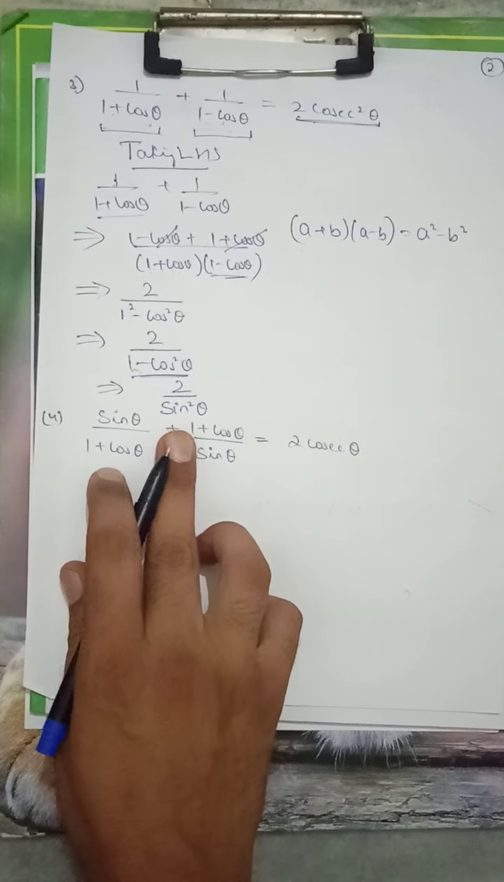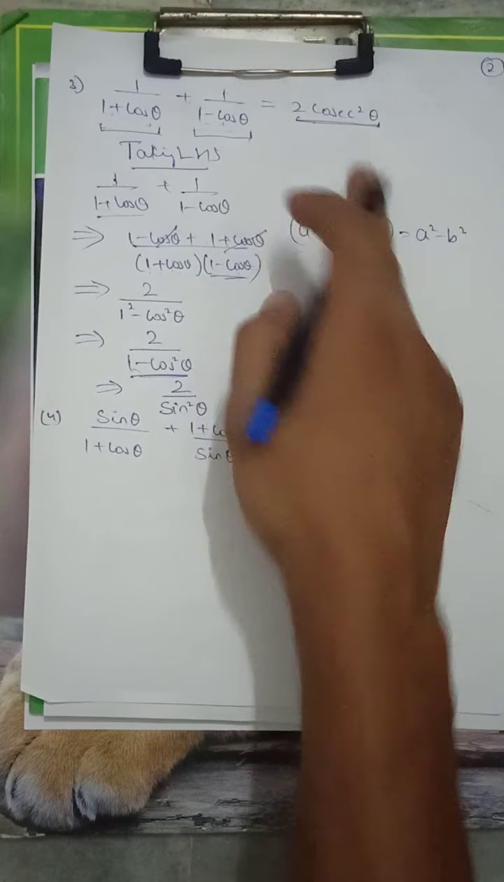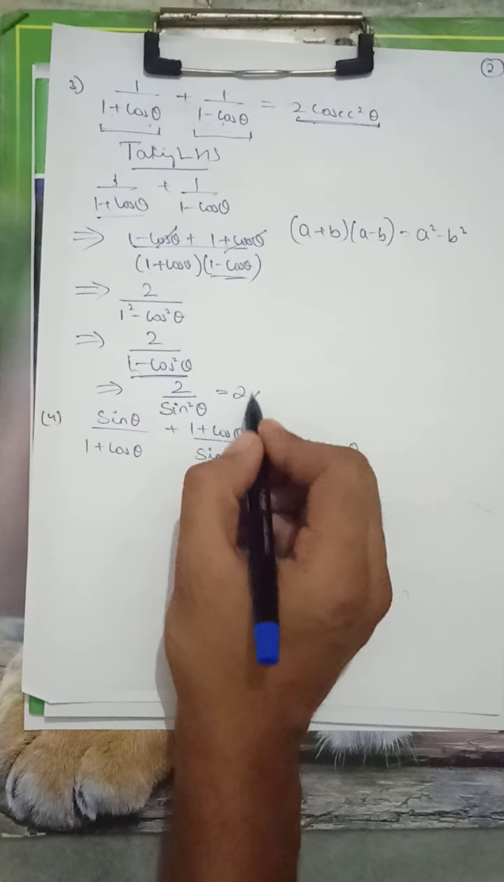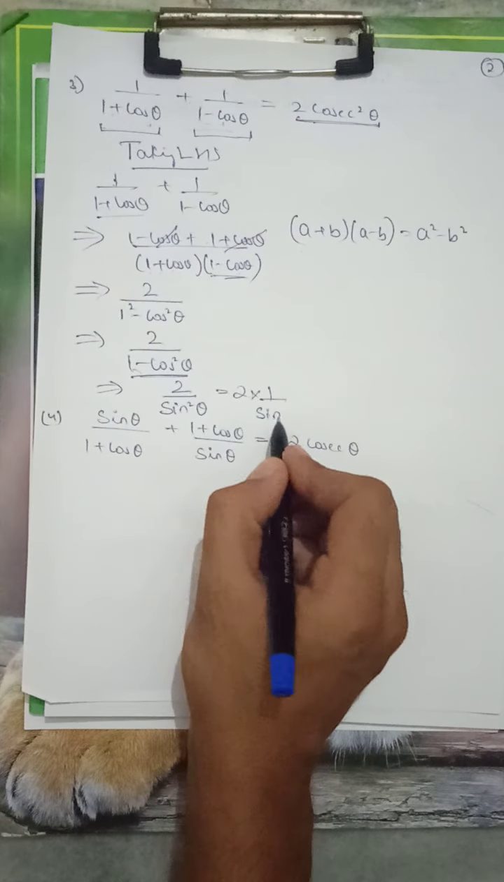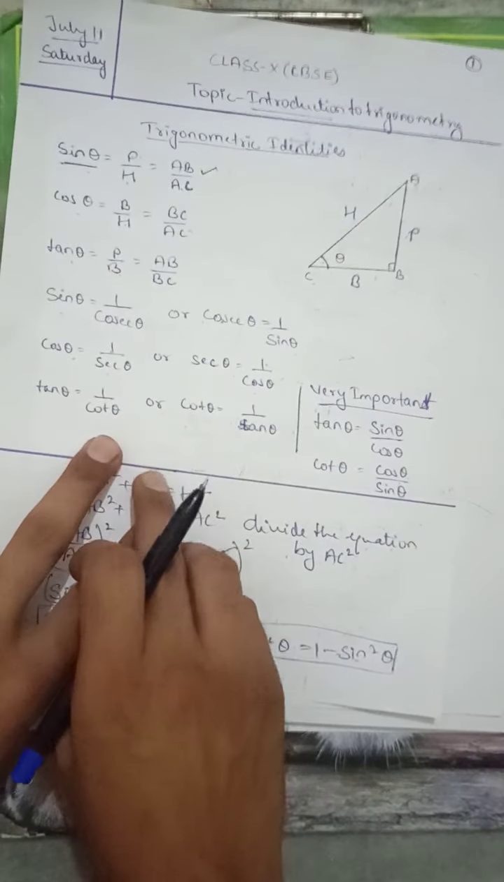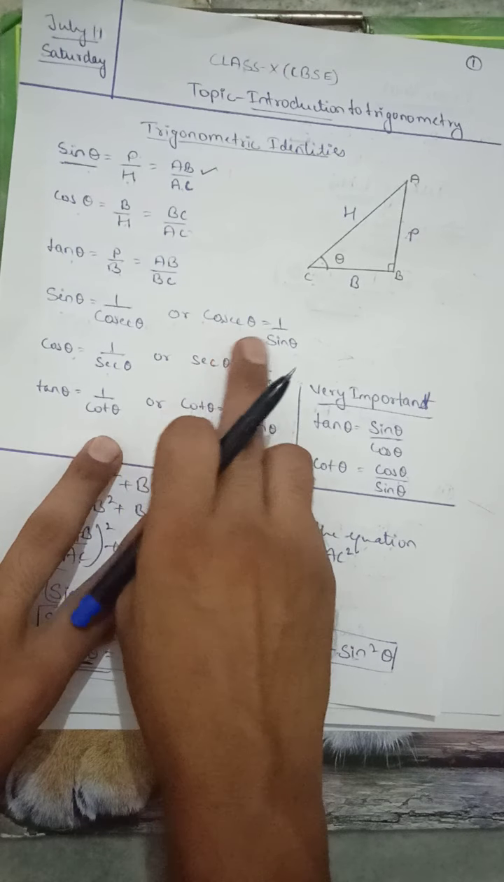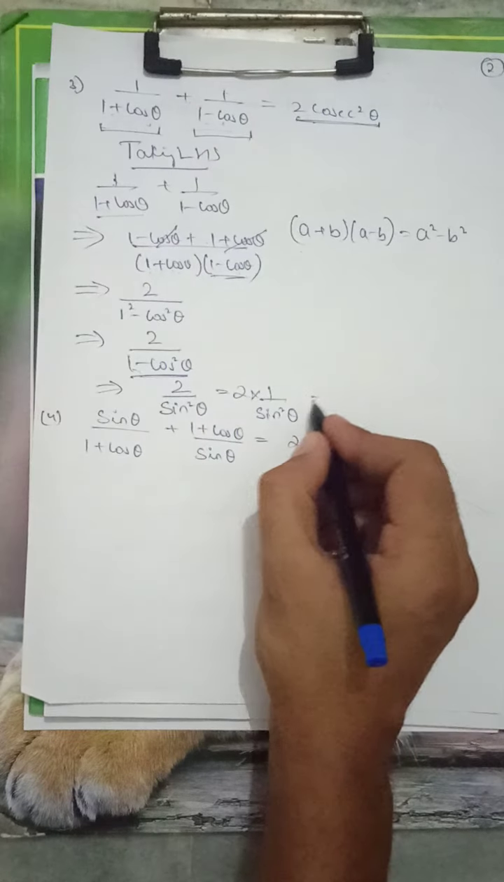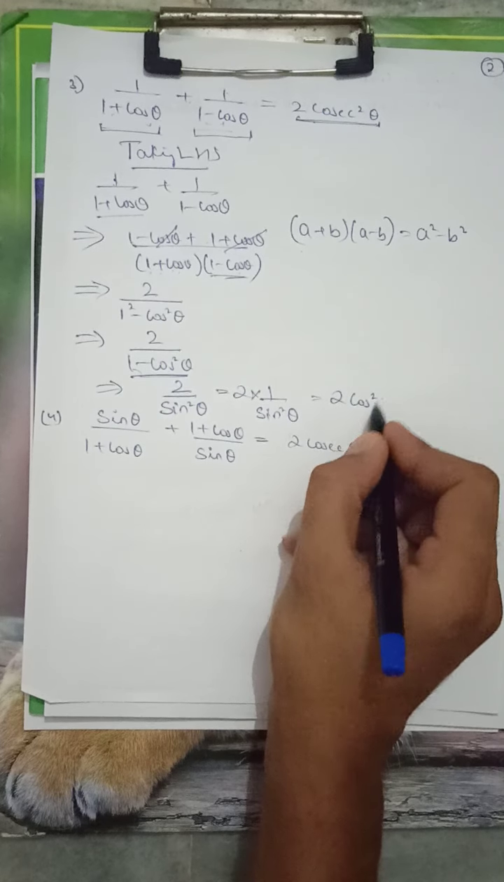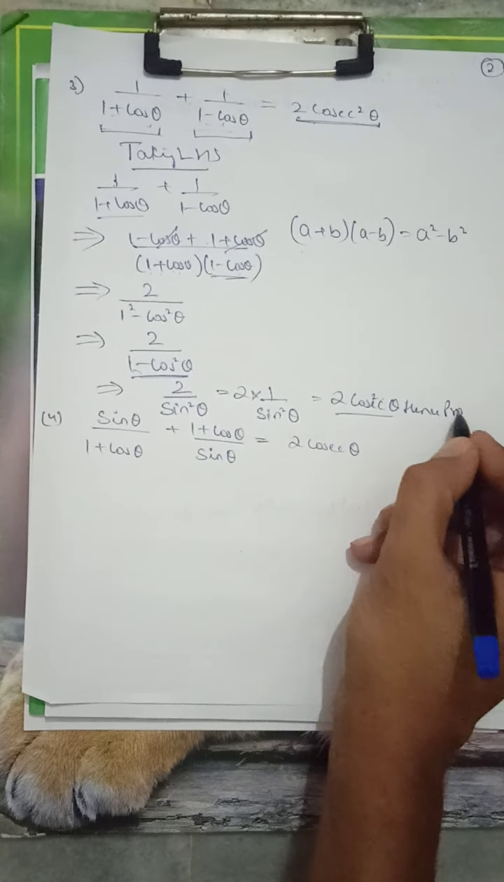After reaching this point, again look at what you need to prove. 2 cosecant square theta, and this can be written as 2 into 1 upon sin square theta. Now 1 upon sin theta is cosecant theta. So 1 upon sin square theta will be cosecant square theta. Hence proved.